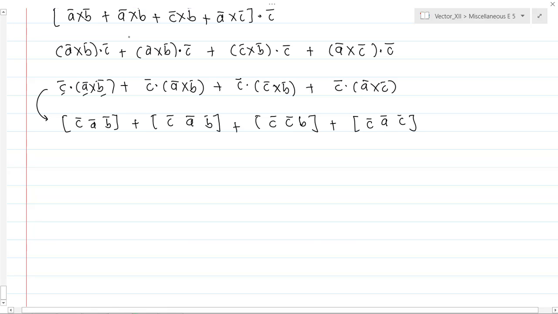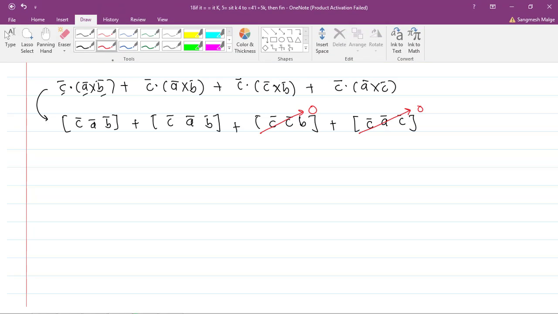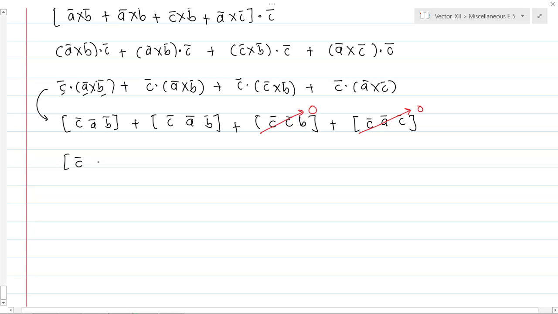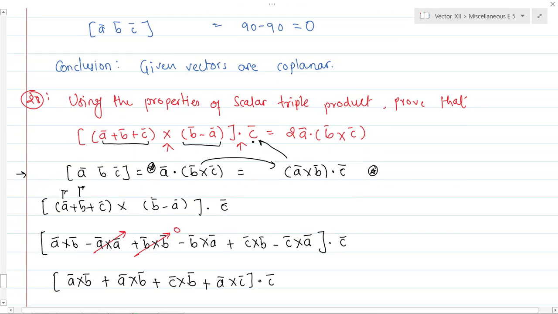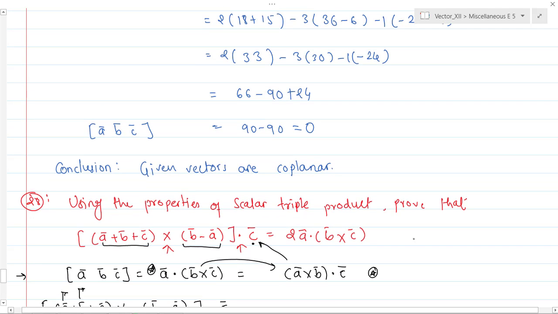What can be cancelled out? The same vectors inside the scalar triple product gives 0. Both c are the same, so 0; two c are the same, so 0. What is remaining? CAB is remaining. So this is CAB remaining plus CAB remaining, which is nothing but 2 into CAB. But what you want on the RHS side is A dot B cross C. Okay, so I want ABC, so this can also be written as 2 into ABC, the definition of scalar triple product.